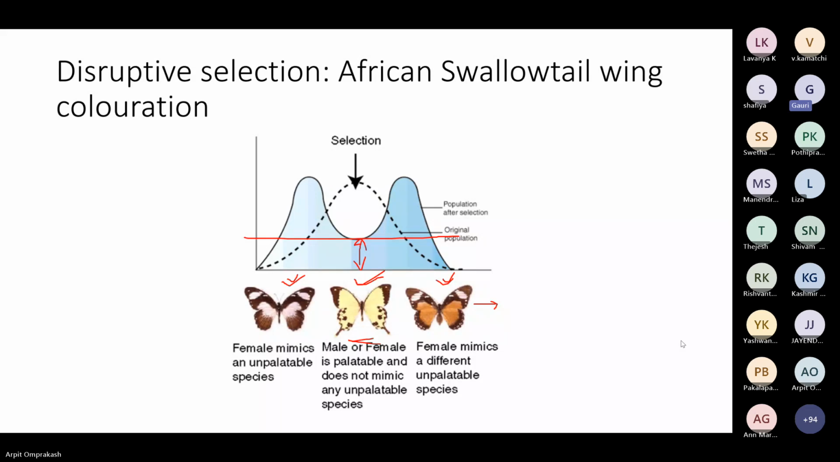Okay, sir. Does anyone have any questions? Feel free to ask. So in this example, the sex ratio might be varying. Isn't that what you said? Sex ratio might be varying, yeah. Okay.